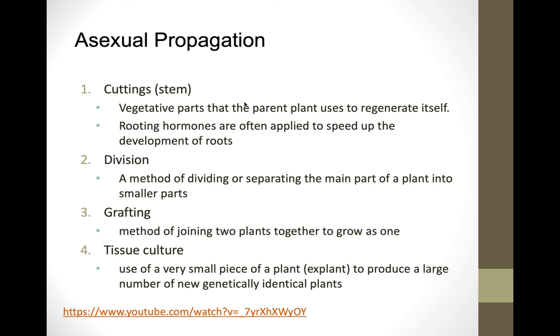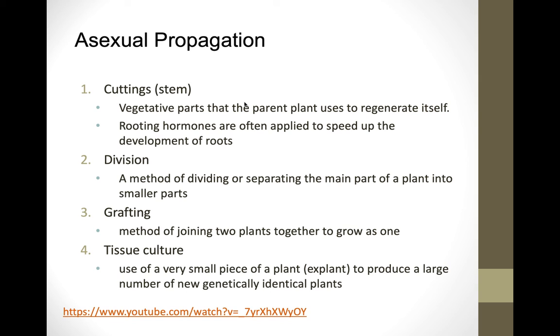Division is where you take a plant and you're going to separate it into smaller parts. We do this a lot of times with aloe plants. We do this sometimes with different types of lilies, and we just actually go in there and break them apart and create new plants out of the small plants that have grown in there. So division just means you're separating the plants out and putting them in new pots.